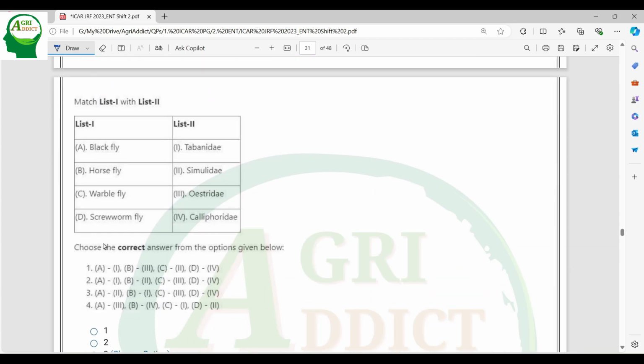I have to match the families of these pests, of these insects correctly. First is blackfly, that is Simulium, so the family is Simuliidae. Then horsefly, you know, horsefly is from Tabanidae. Then warble fly is from Oestridae and screwworm fly is from Calliphoridae.